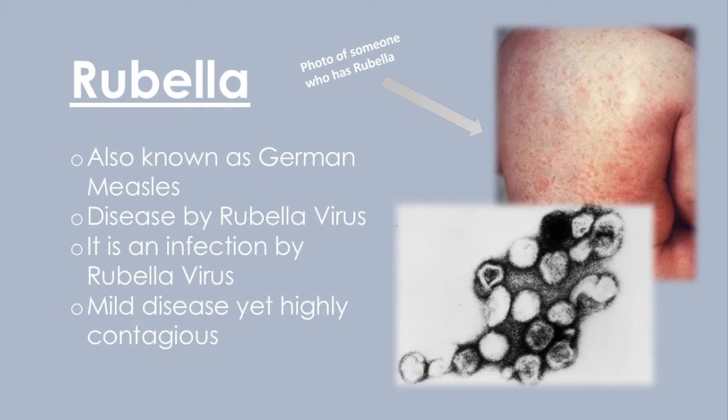It is a highly contagious infection caused by the rubella virus, which is usually transmitted by droplets of moisture from the nose or throat and mostly affects the skin and the lymph nodes.